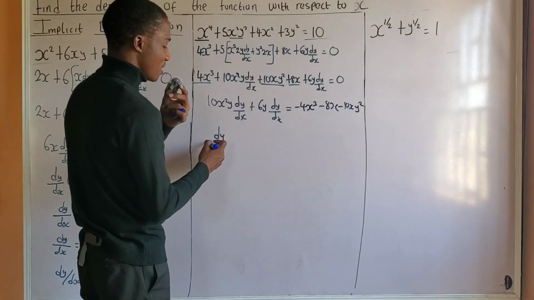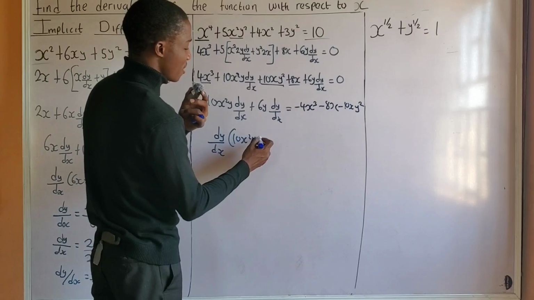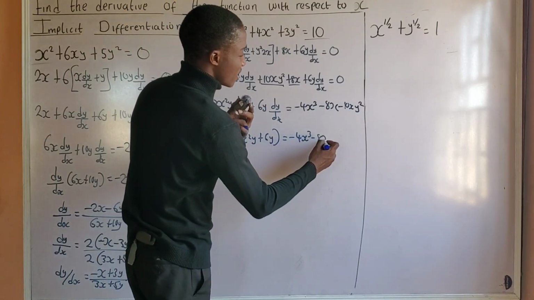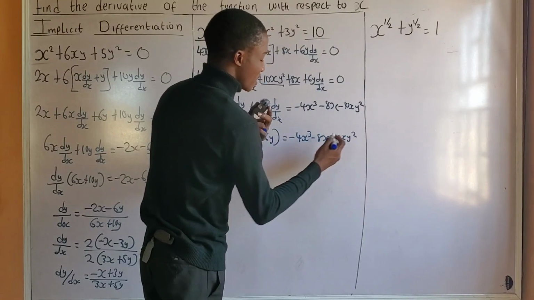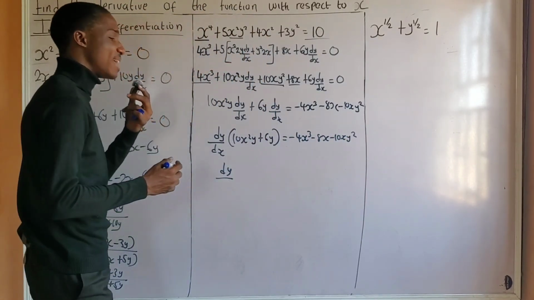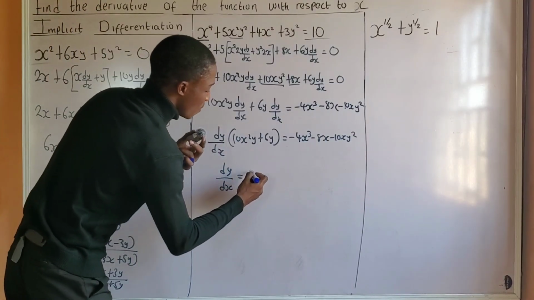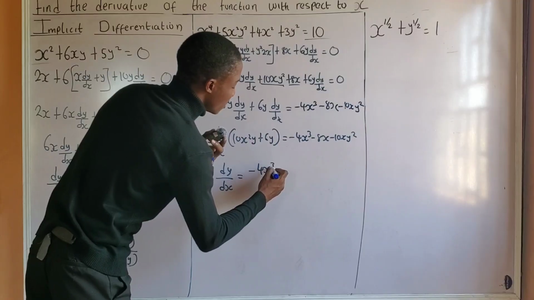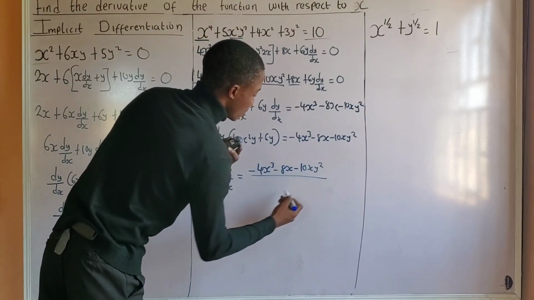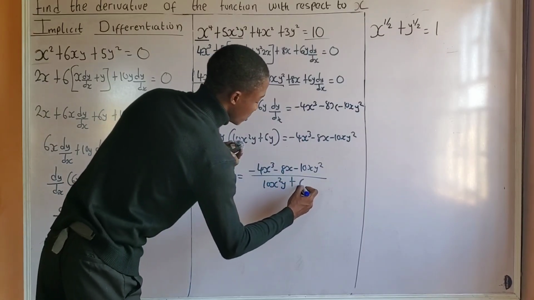I'm going to have dy all over dx multiplied by 10x squared y plus 6y equals to minus 4x raised to the power 3 minus 8x minus 10xy squared. Having got to this point, the next step is to divide both sides by 10x squared y plus 6y. dy all over dx will be equal to negative 4x raised to the power of 3 minus 8x minus 10xy squared, all this all over 10x raised to the power of 2 times y plus 6y.